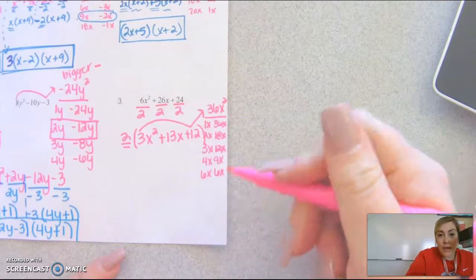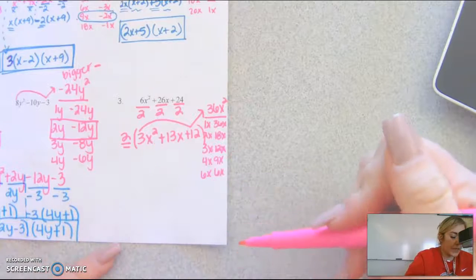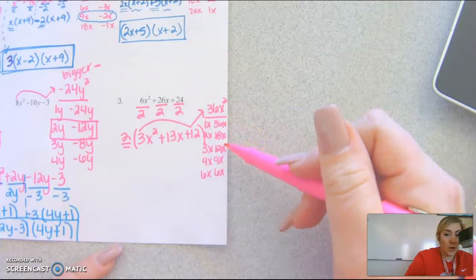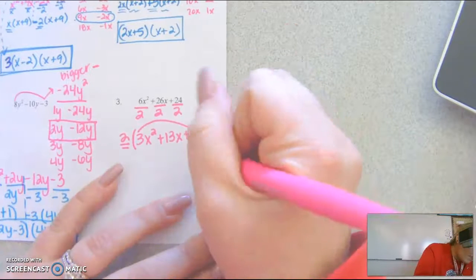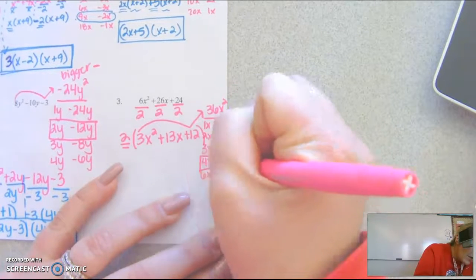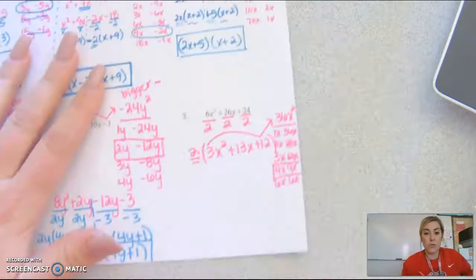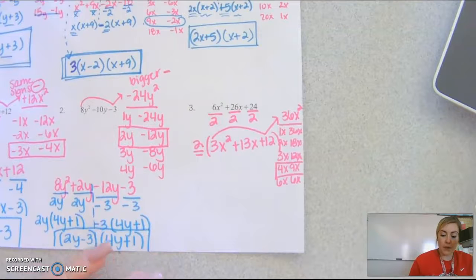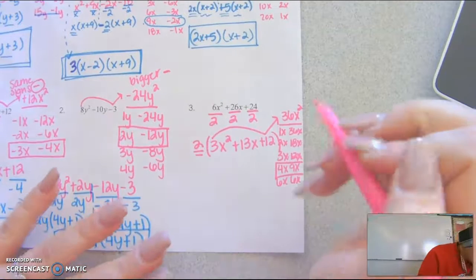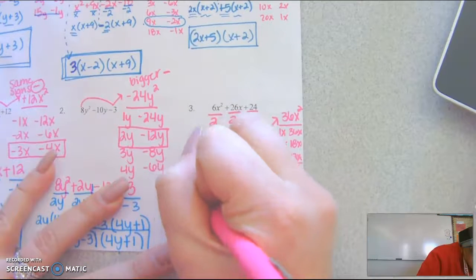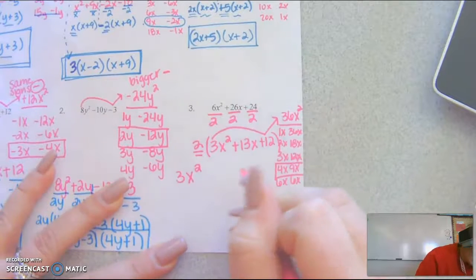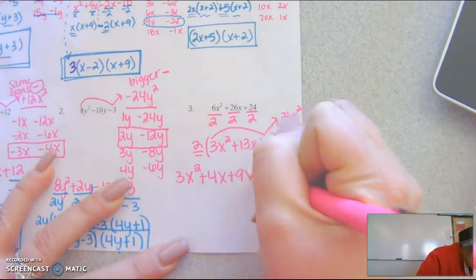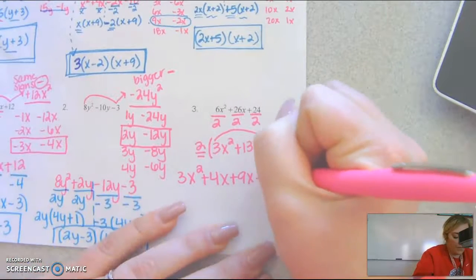So when they're added together, I need them to equal 13. So 1 and 36, that's not going to work. 2 and 18, no. 3 and 12, no. But 4 and 9, when I add those together, that's going to get me 13. So those are the numbers I'm going to use. So now I'm going to rewrite everything. So I have my 3x squared. Instead of 13x, I'm going to use 4x and 9x, and then I have my plus 12.